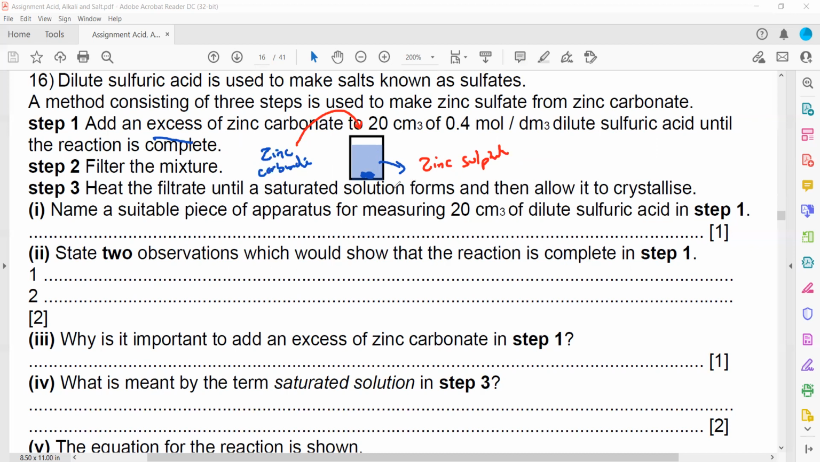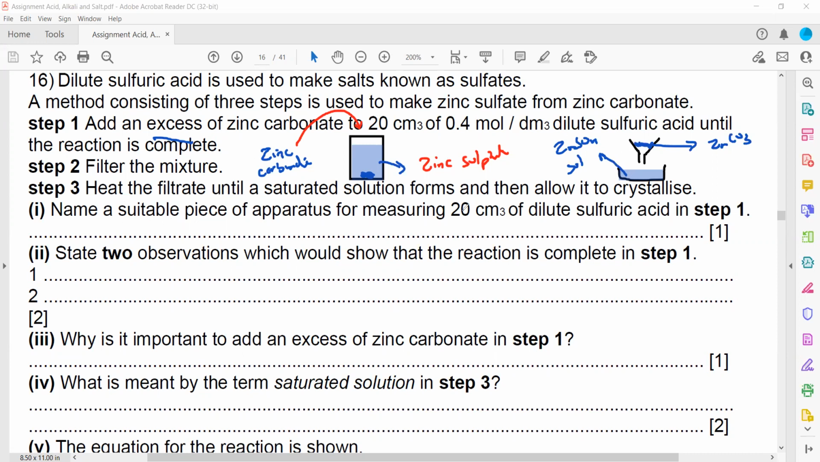Then we filter. So what is the purpose of the filtration? When we carry out the filtration, what is left behind on the filter funnel, the unreacted zinc carbonate which does not react, will be left behind. And through the filter paper, the zinc sulfate solution will pass through. Then heat until a saturated solution is formed, and then allow it to crystallize. So when we heat the solution, it concentrates and then crystals will be formed.